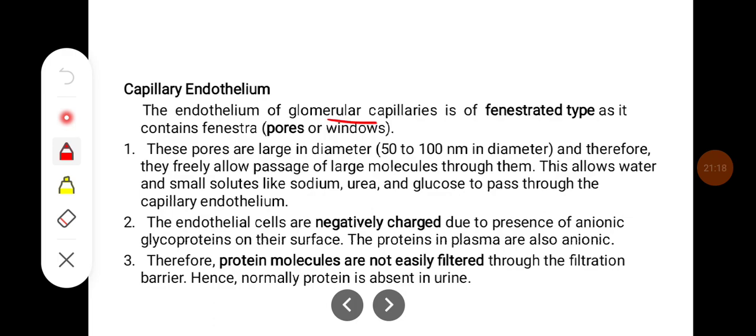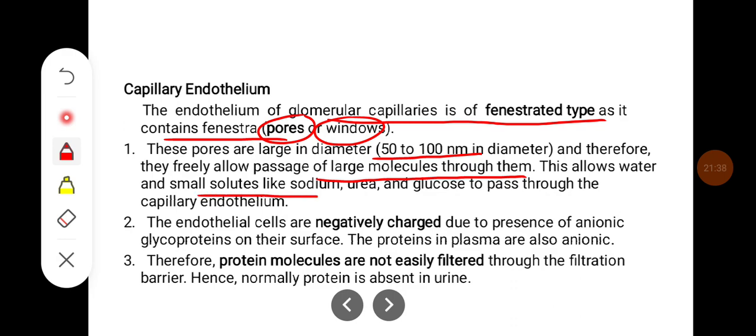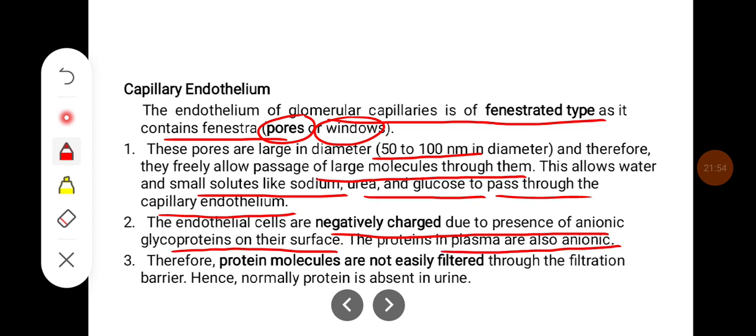The capillary endothelium of the glomerular capillary is of the fenestrated type, as it contains fenestrae, that is, pores or windows. These pores are large in diameter, up to 50 to 100 nanometers, and therefore they freely allow passage of large molecules through them. This allows water and small solutes like sodium, urea, and glucose to pass through the capillary endothelium. Endothelial cells are negatively charged due to the presence of anionic glycoproteins on their surface. The proteins in the plasma are also anionic. Therefore, protein molecules are not easily filtered through the filtration barrier, and hence normally protein is absent in urine.